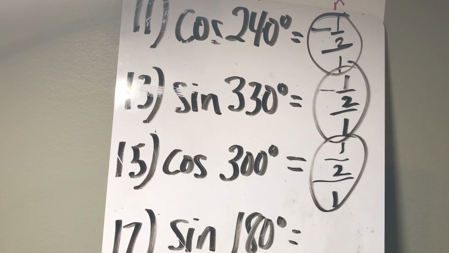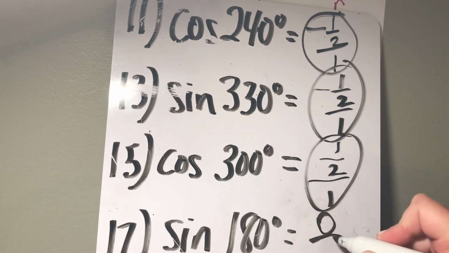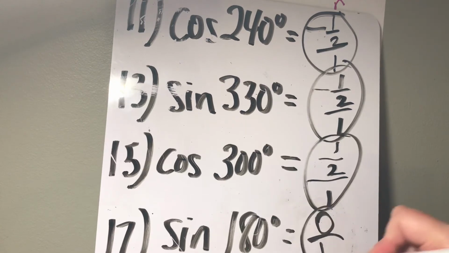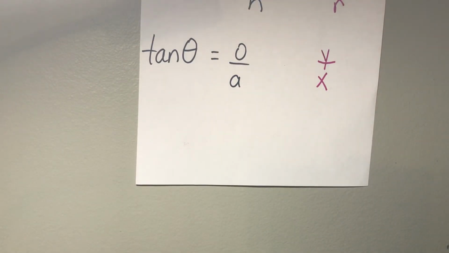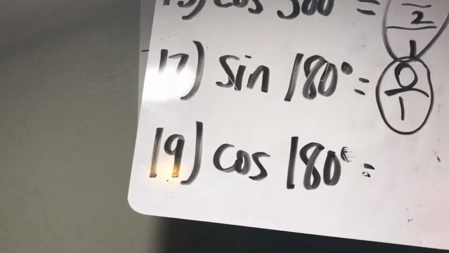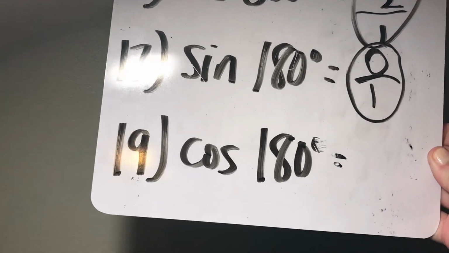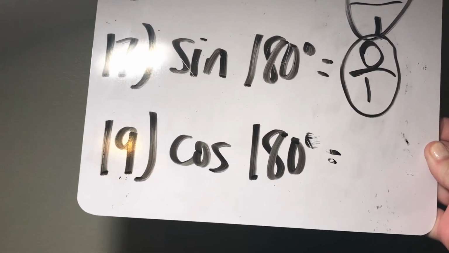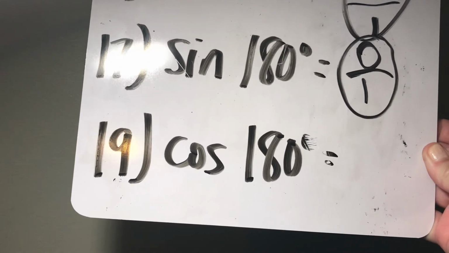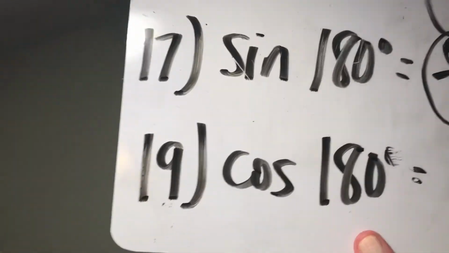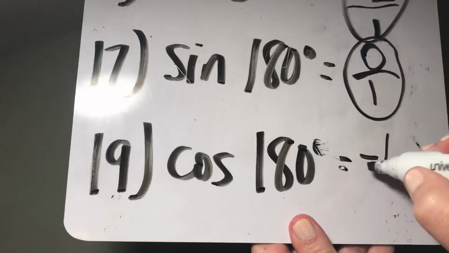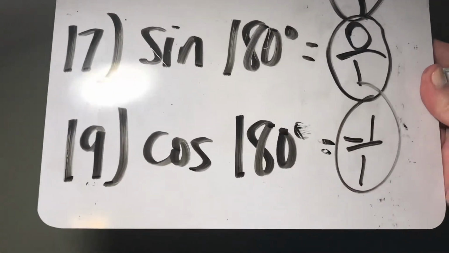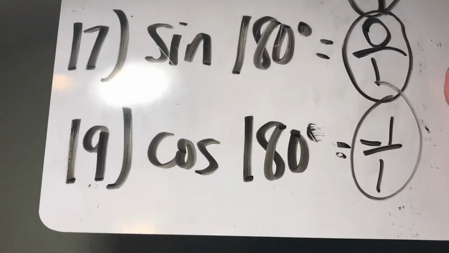Number 17, go to 180 degrees, and you need the y value, which is 0, over the r value, which is 1. That is the same thing as just 0. And then the last one, go to 180 degrees. Cosine uses x. The x is -1. So you could have -1 over 1, or you can just have -1.